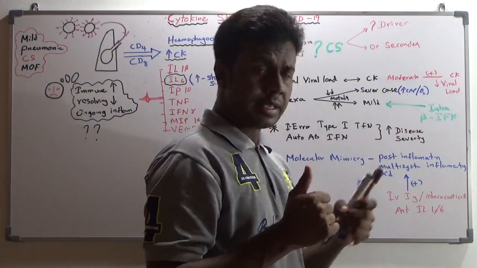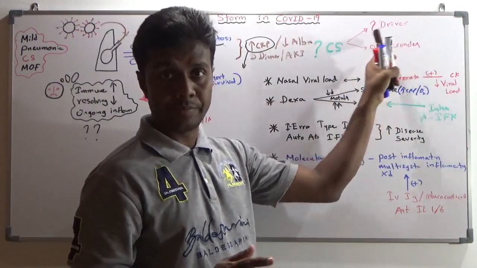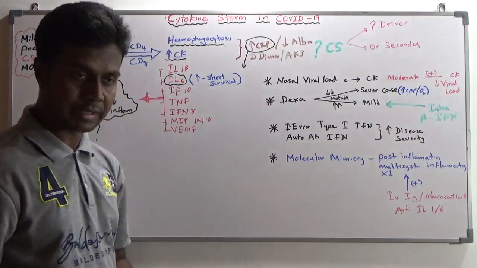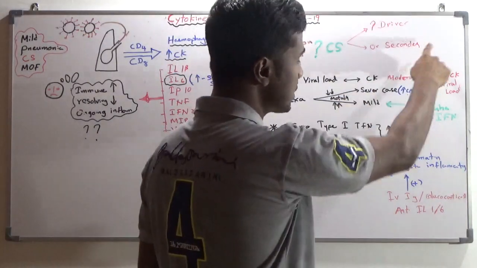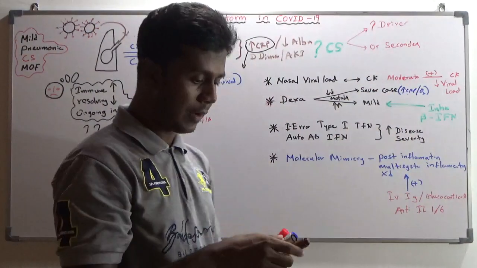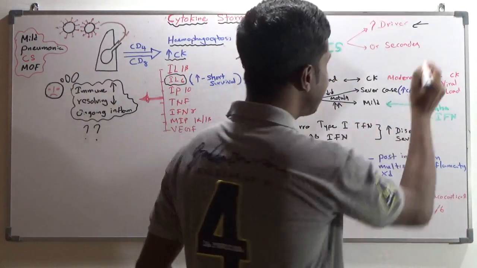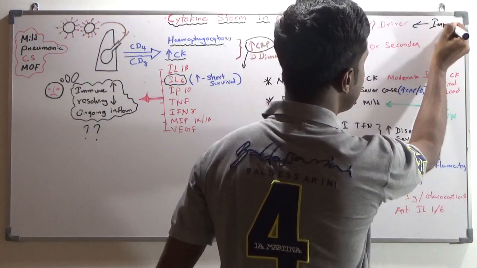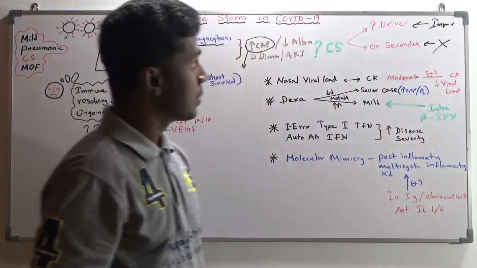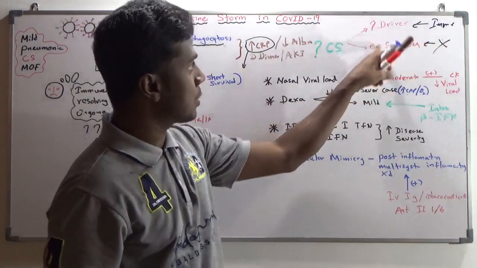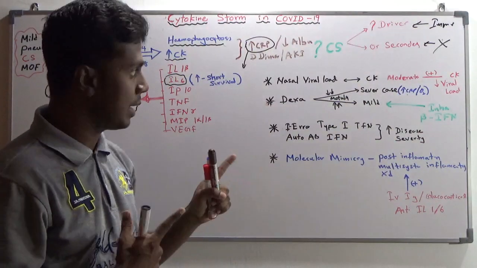The last thing is whether that cytokine storm is the driver or a secondary thing, as I already discussed previously. Identifying whether it is a driver or a secondary thing is really important. If it is a driver, you can treat with immunosuppression. If it is a secondary thing, you can't do that, because if you suppress the cytokine storm, the viral load will increase and the disease process will worsen.